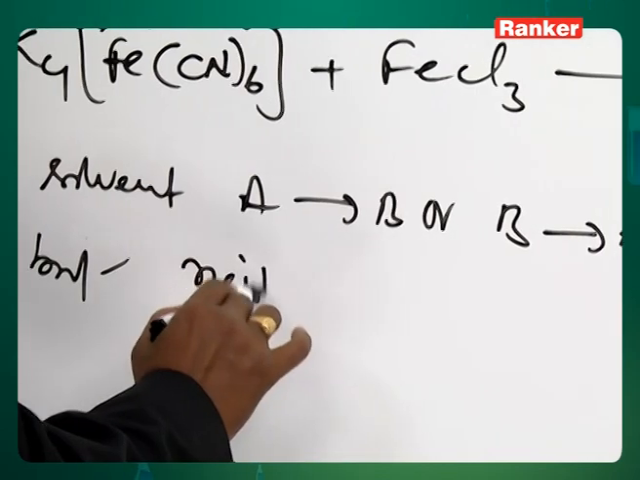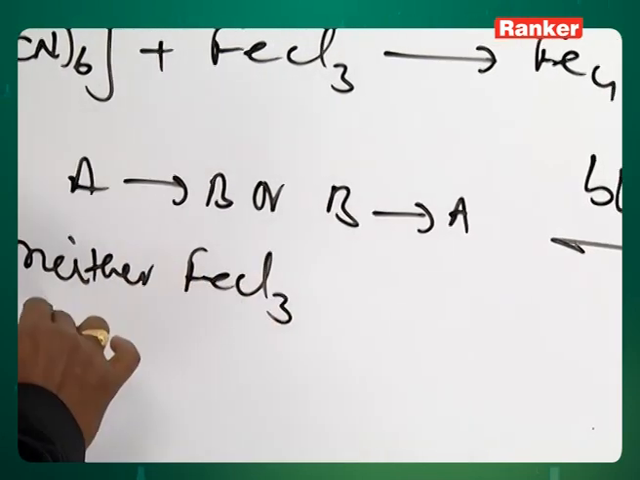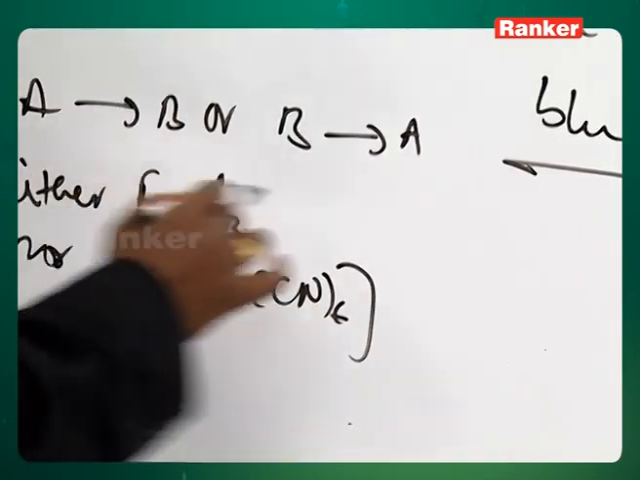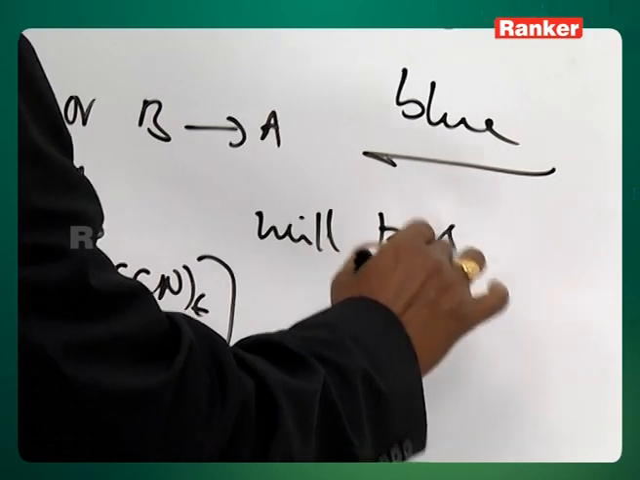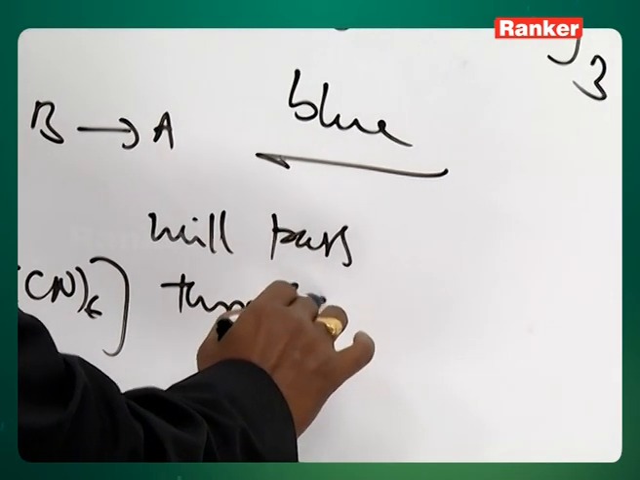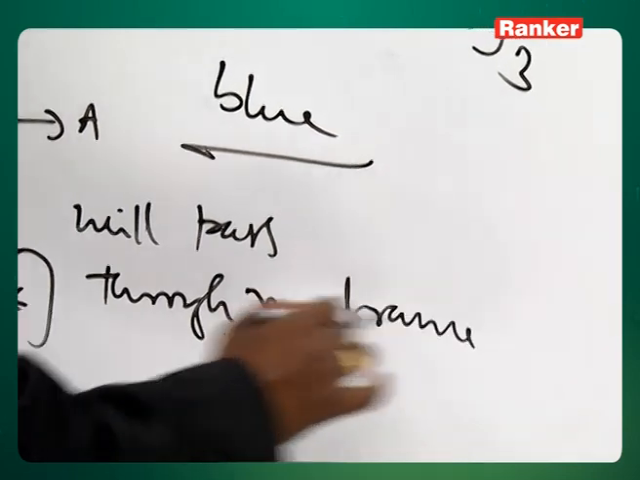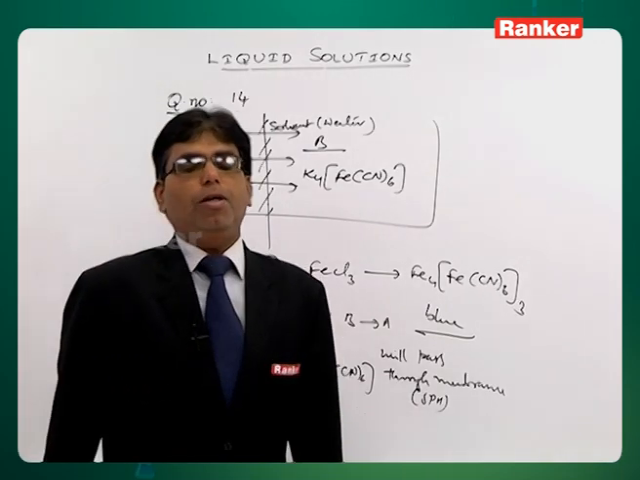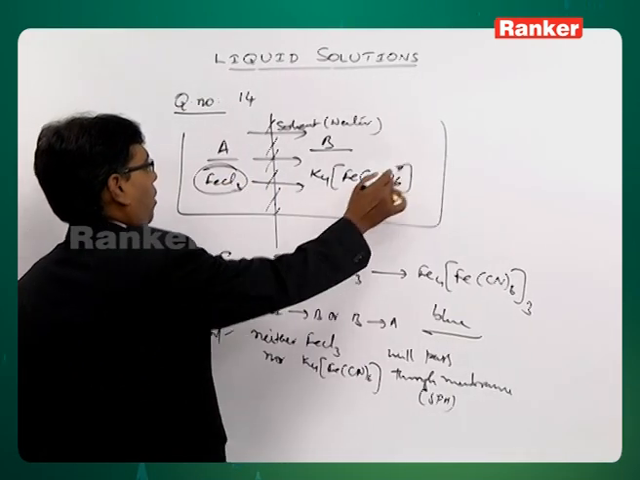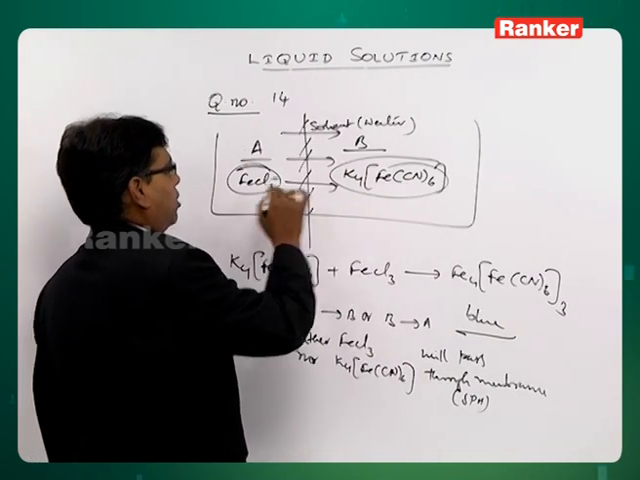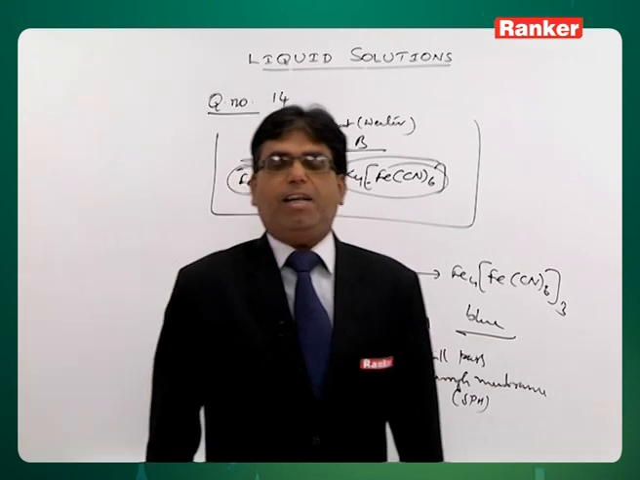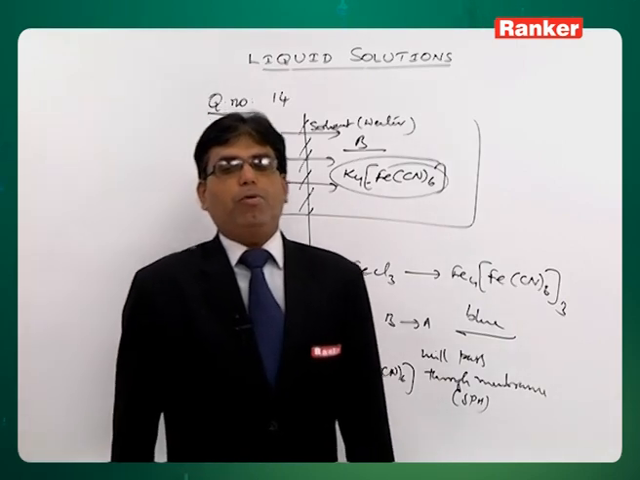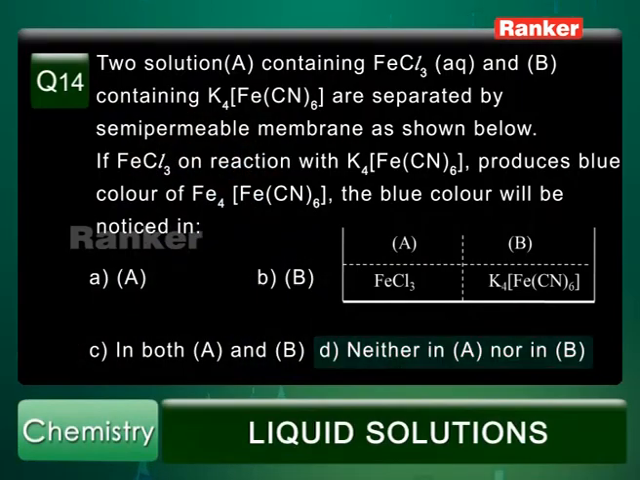neither FeCl3 nor K4[Fe(CN)6] will pass through the membrane. That means, because it is a semi-permeable membrane, SPM is what we call it, it allows only the flow of solvent, but no solute. So, FeCl3 will remain here, K4[Fe(CN)6] will remain here. So, there is no possibility of these two coming in contact and giving any blue colored ferric ferrocyanide. So, there is no chance of formation of blue color either in A or B. So, the answer is option D.